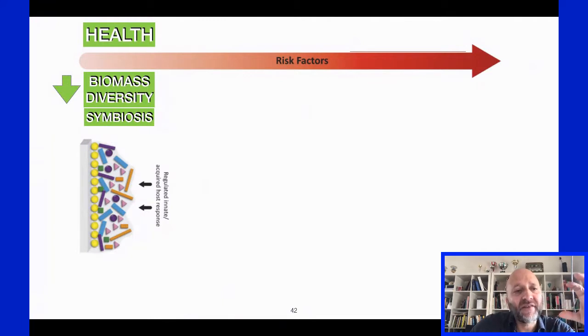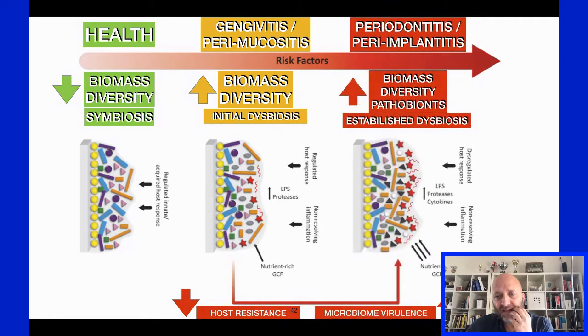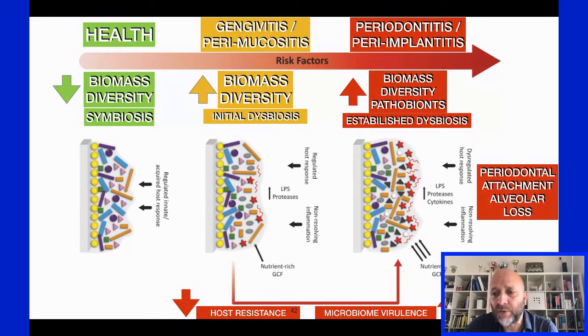At the beginning, we have a health condition. We have a low biomass diversity, and the bacteria are in symbiosis. After a short time, the biomass diversity can increase, the initial dysbiosis can start, the host response decreases, and the clinical effect is gingivitis or perimucositis. After that, we can have more growth of biomass diversity. We can find the pathobionts. The dysbiosis is established, the microbiome virulence increases, and we can have periodontitis or periimplantitis, and we can have periodontal pockets and alveolar loss.